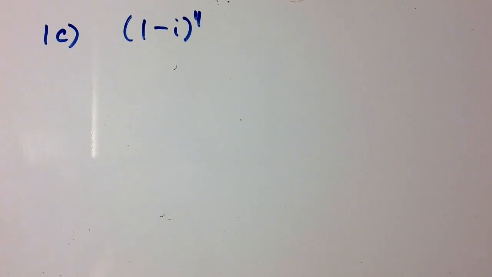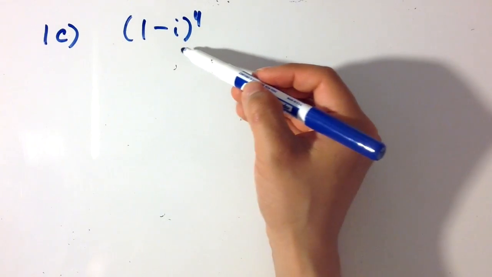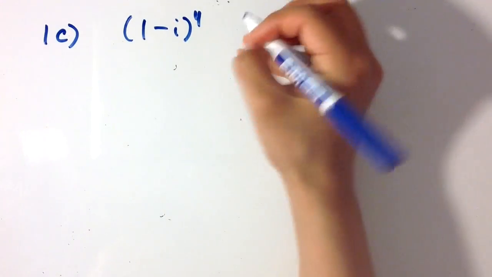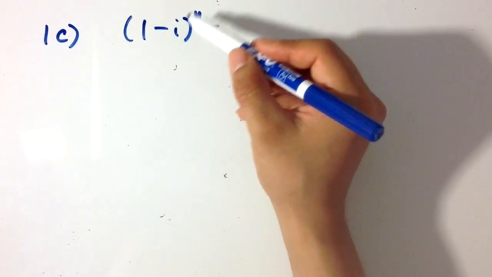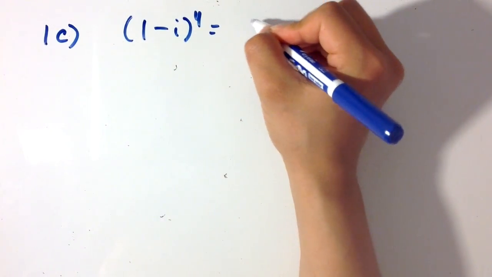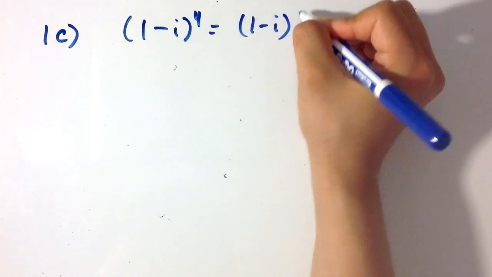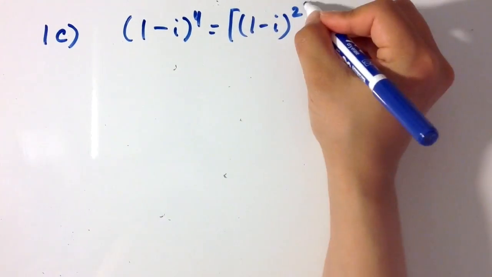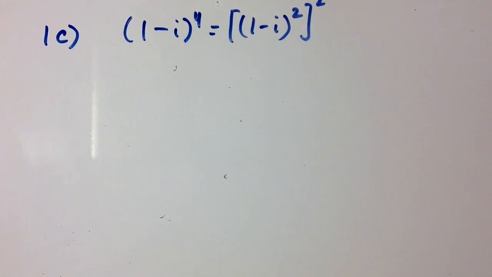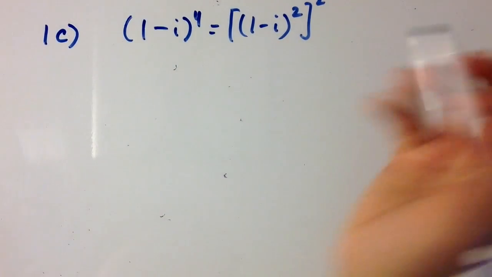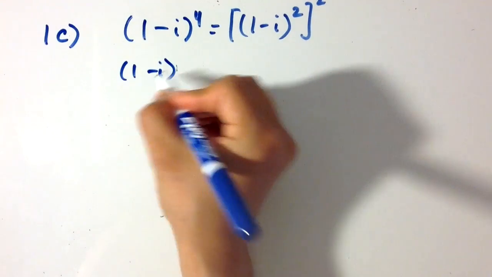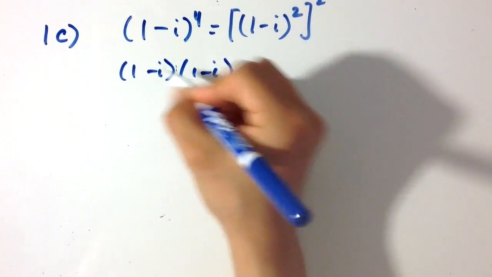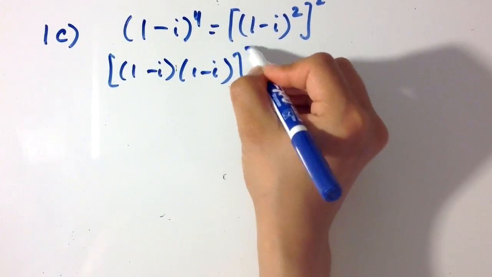For part C, I am asked to convert this expression to a real number. So now 1 minus i to the 4th power can be rewritten as 1 minus i to the 2nd power, and all of that taken to another power of 2. Now writing this out, I get 1 minus i, 1 minus i, and all of this taken to the second power.